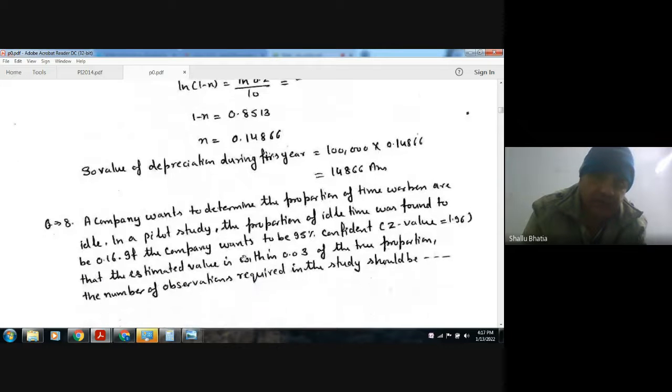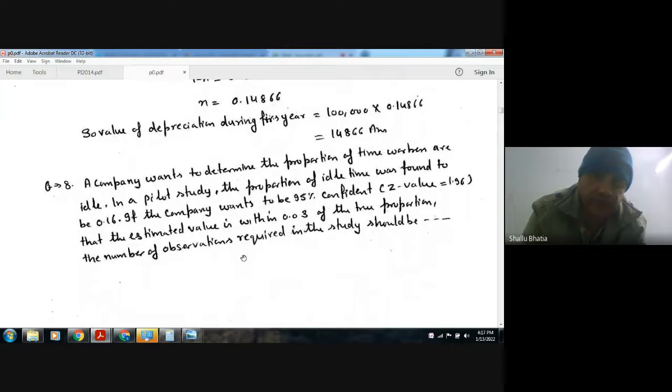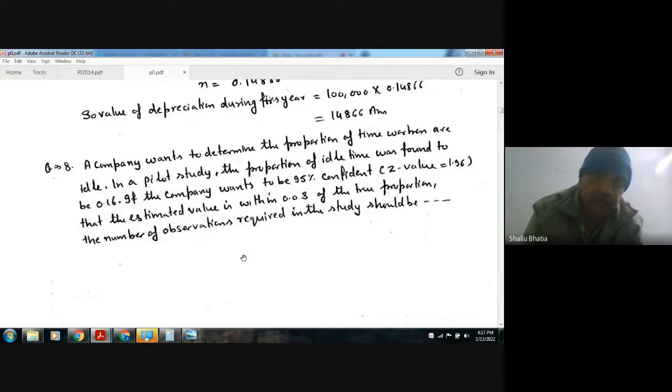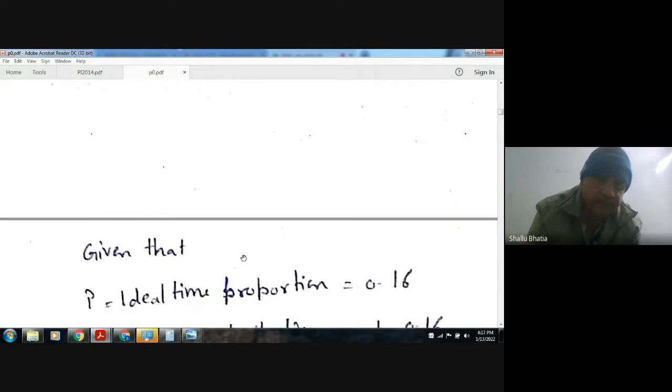the company wants to determine the proportion of time workers are idle. In a pilot study, the proportion of idle time was found to be 0.16. Okay. If the company wants to be 95% confident, the Z value is equal to 1.96, that is, the estimated value is within 0.03 of the true proportion. The number of observations required in the study should be so.